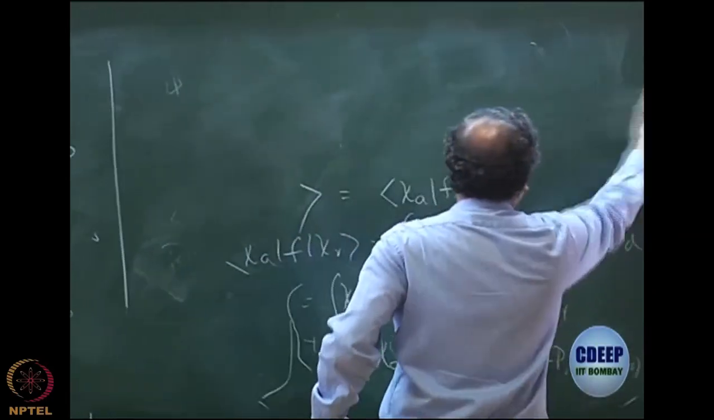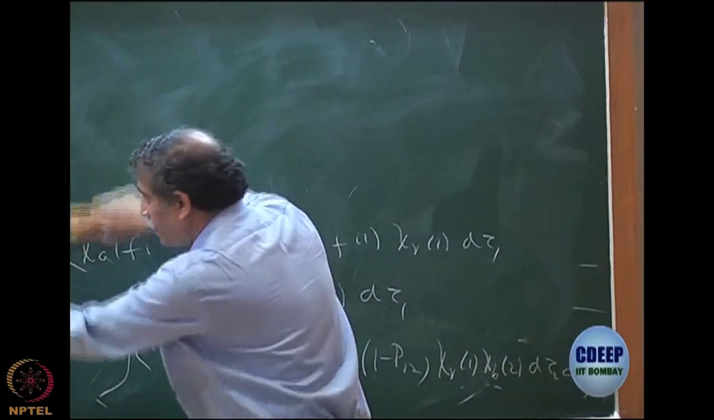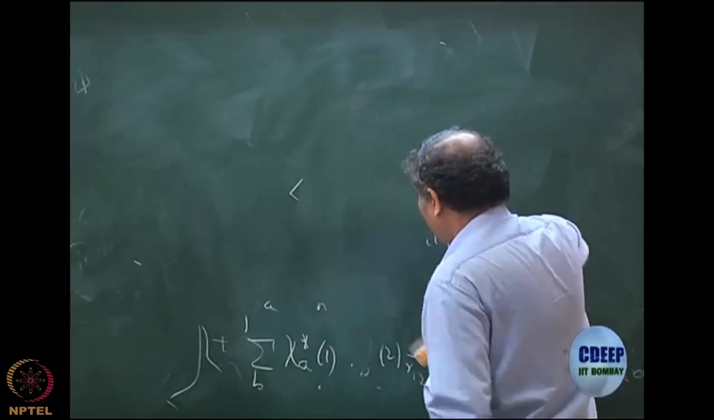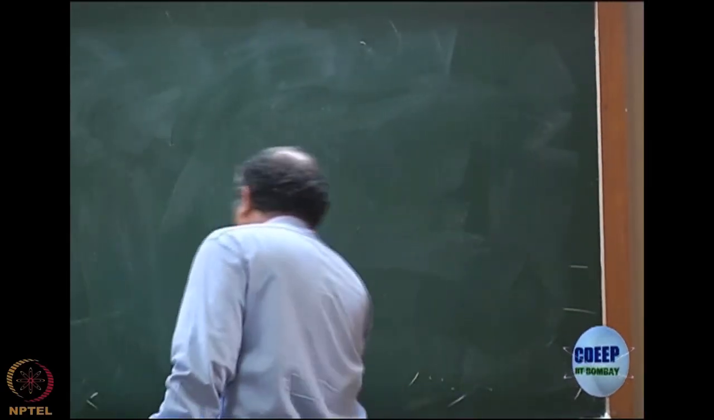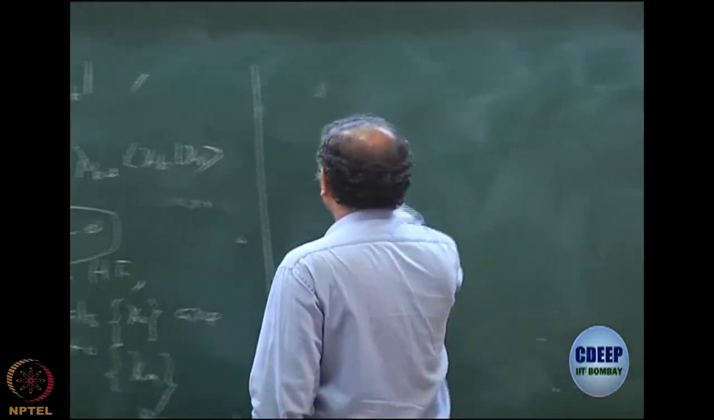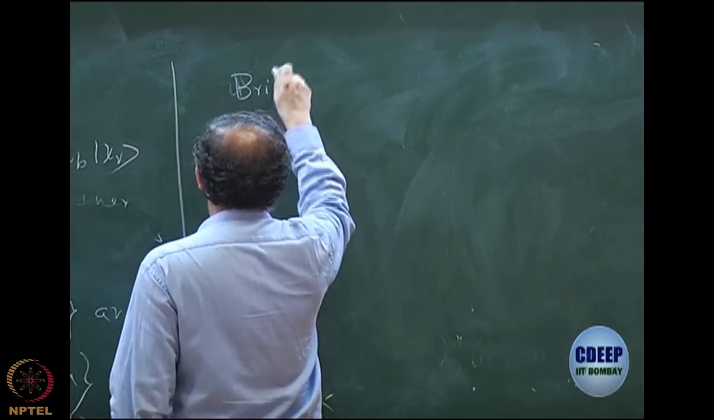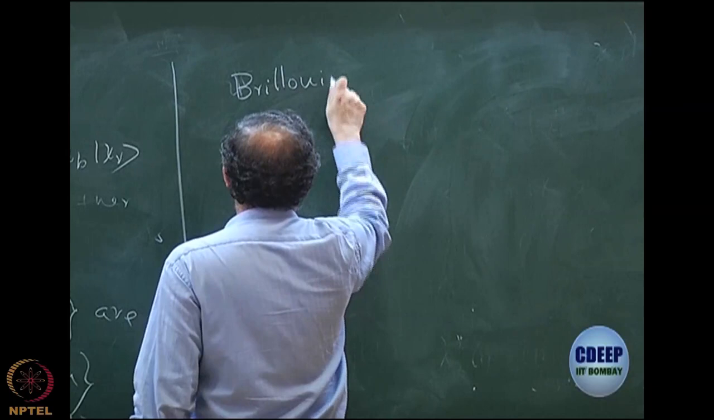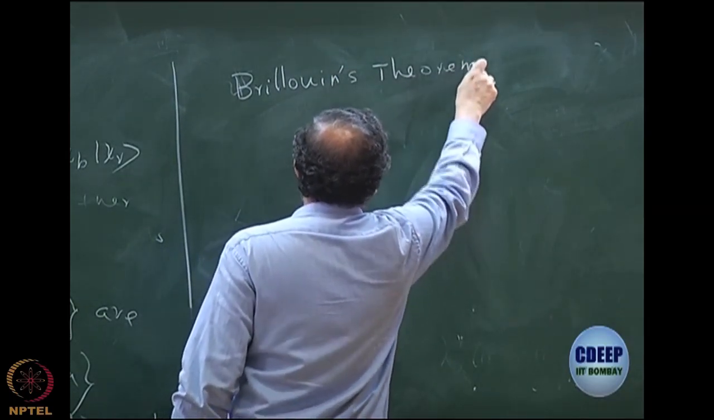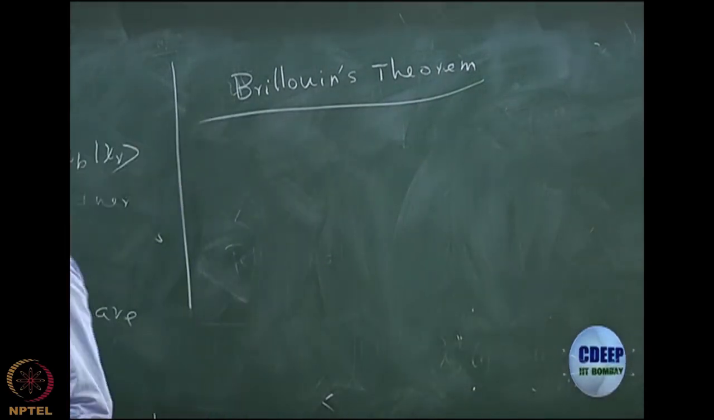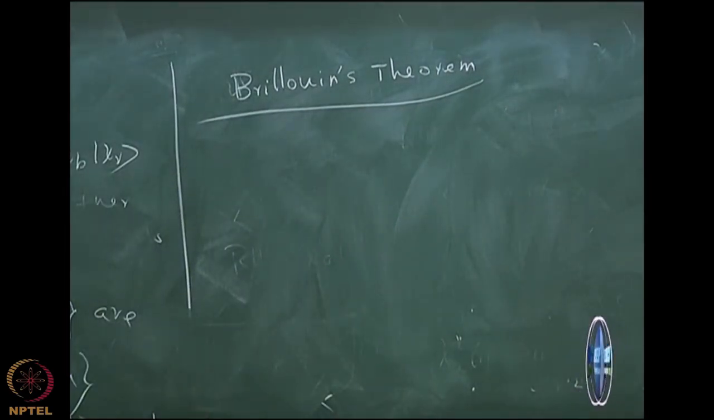So that is a very important theorem, provided this is Hartree-Fock, and I have again repeated the theorem. That is the statement of the theorem, and this is very often called Brillouin's theorem. We have already done Koopmans. Brillouin's theorem is, in some sense, a consequence of the Hartree-Fock. It is very clear that this is a part of the Hartree-Fock.